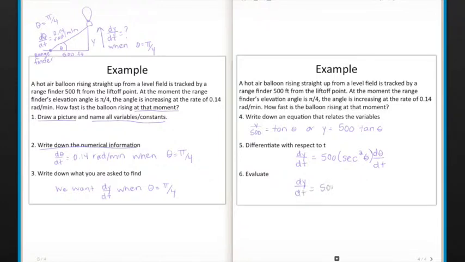So dy dt equals 500 times secant theta squared, which is square root of 2 squared, times our d theta dt, which is 0.14. We punch this into our calculator, and out comes 140. What does that 140 represent? The balloon is rising at a rate of 140.